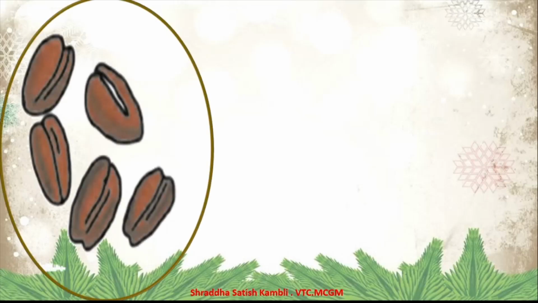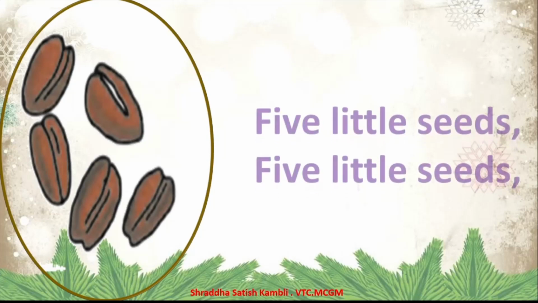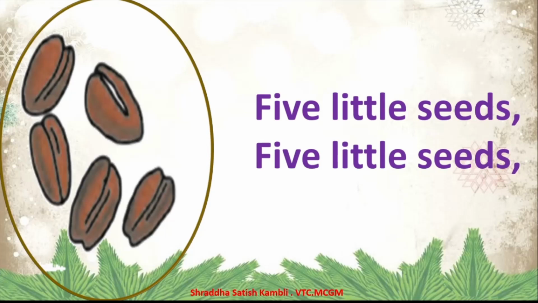What are these? 1, 2, 3, 4, 5. There are 5 seeds. Okay? 5 little seeds. How many seeds are there? 5 seeds are there. And how are they? They are little. They are small.